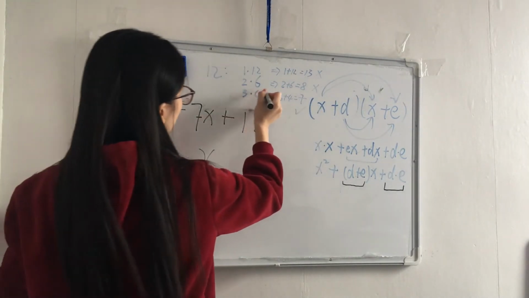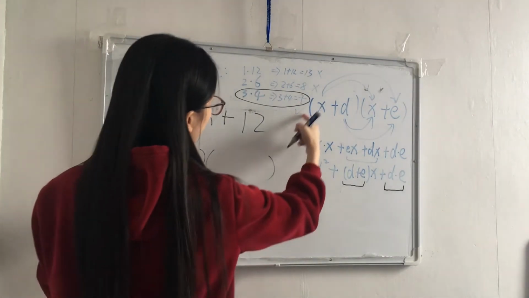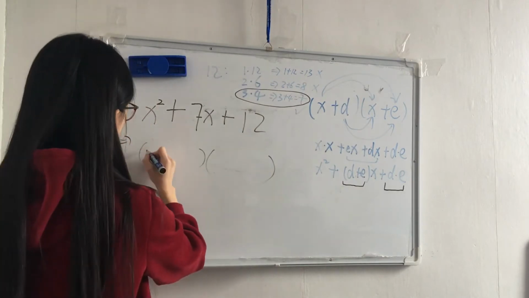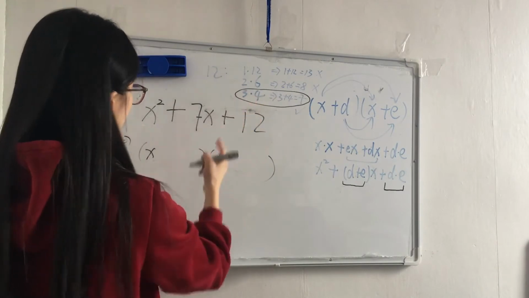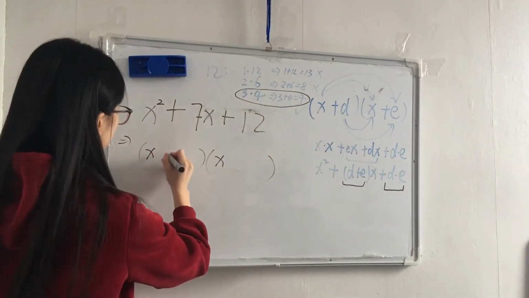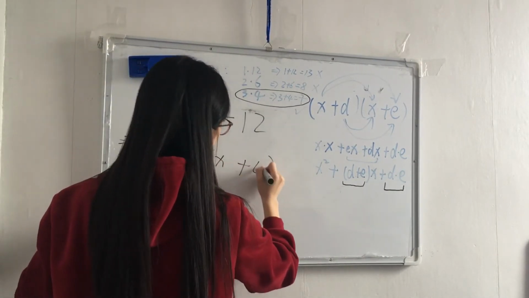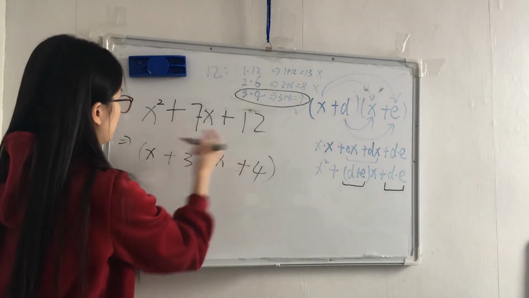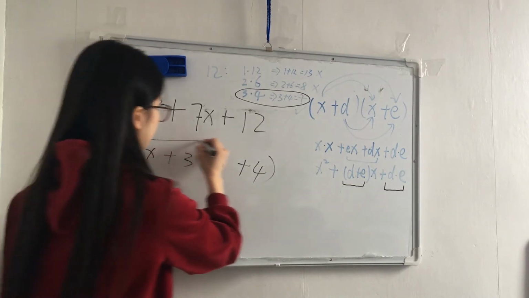Then we go back to write a factor form like this, right? So there I have x here. And this is 3, 4, which means d here is 3, e here is 4. So x plus 3, x plus 4. Which means if we factor this trinomial, it will give us this. So this is our answer.